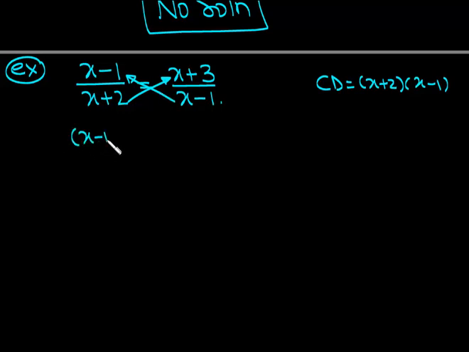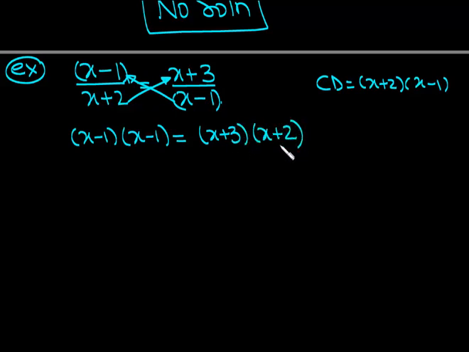So we get (x minus 1) times (x minus 1). Make sure you guys put parentheses since there are two terms now when you're moving them. Then I have (x plus 3) times (x plus 2). We got rid of our fractions, which is always important when you're solving. So let's distribute now and then solve for x.